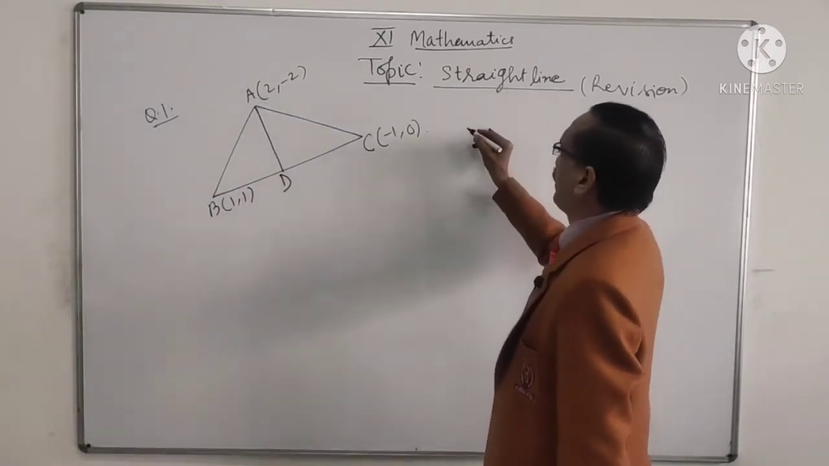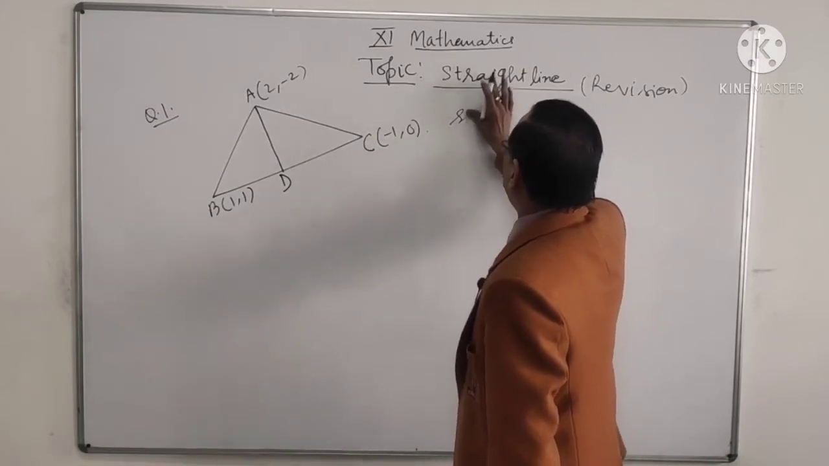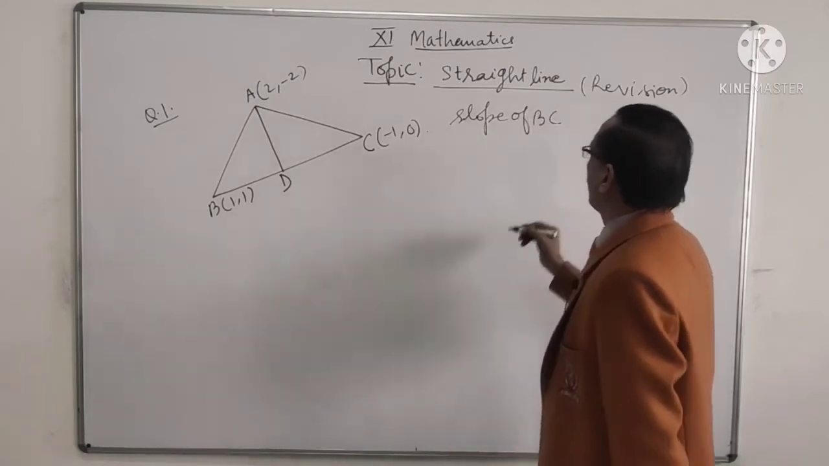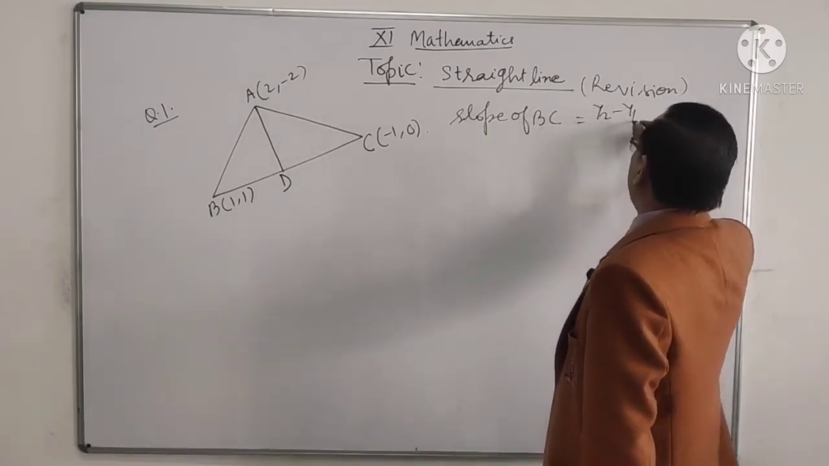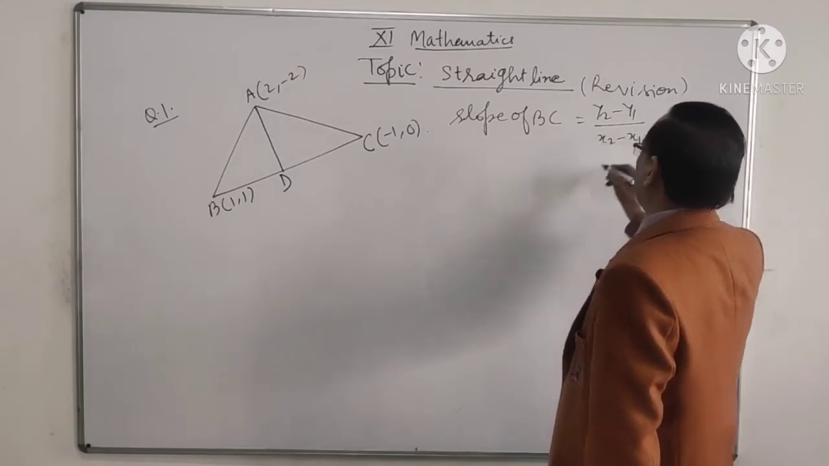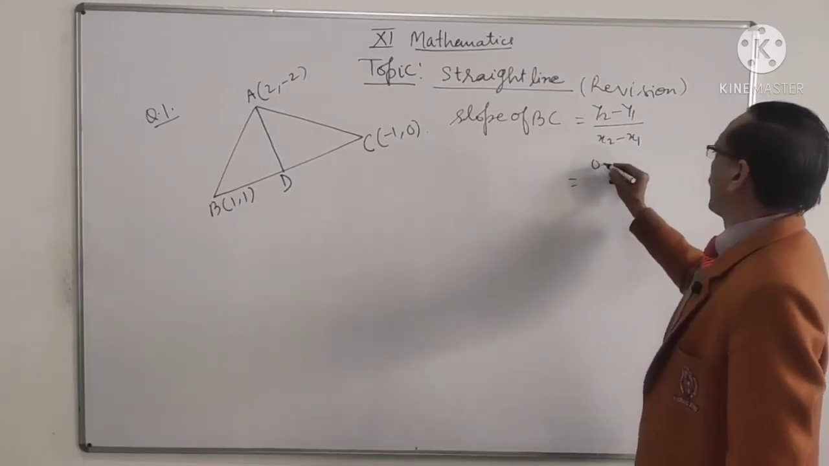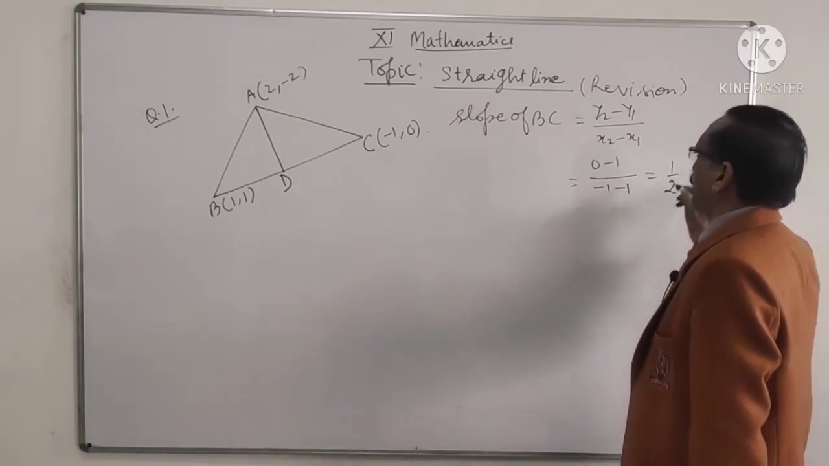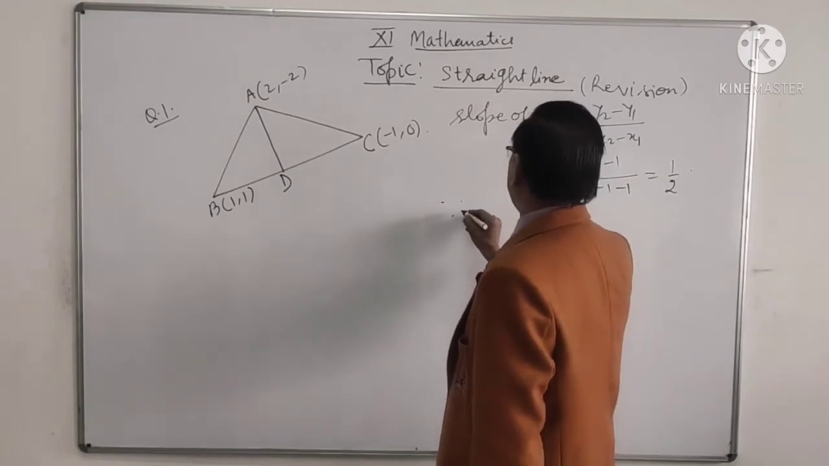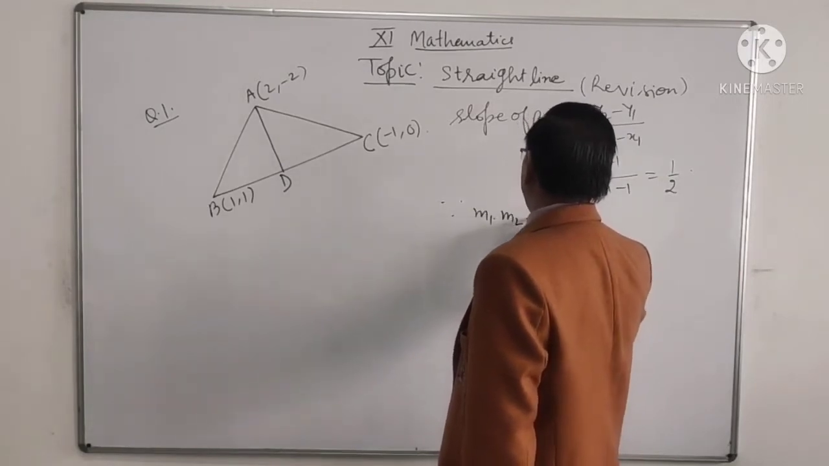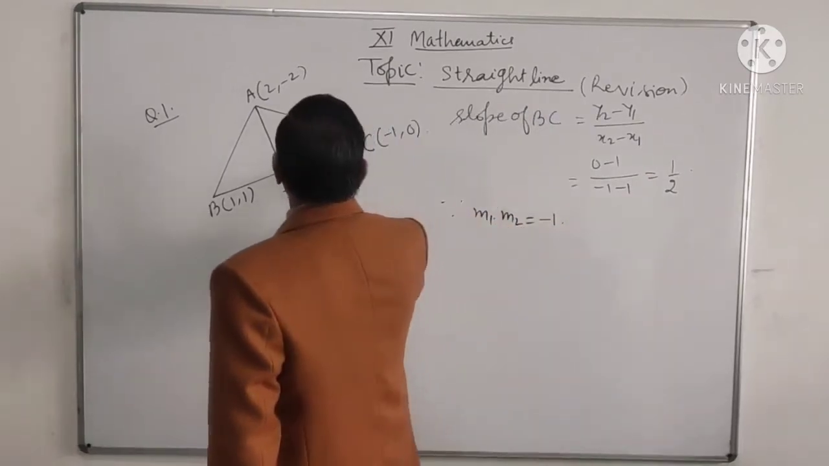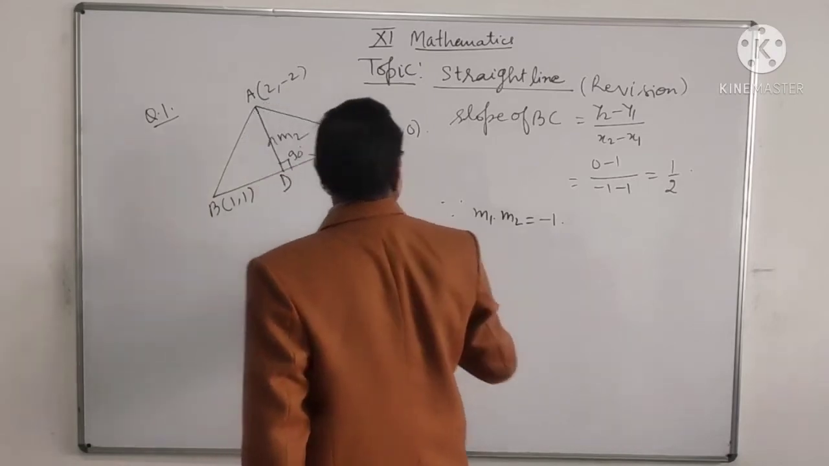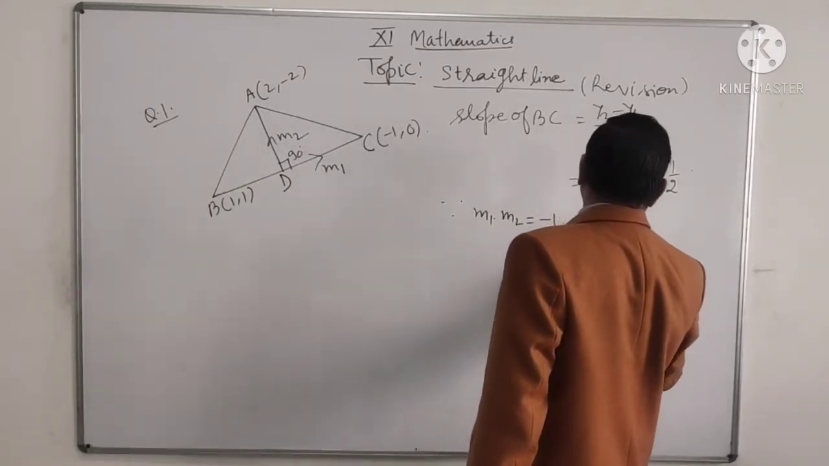So first of all we will find the slope of BC. Slope of BC is y2 minus y1 upon x2 minus x1. Here it is 0 minus 1 upon -1 minus 1, so it is 1/2. Now slope of AD: since m1 into m2 equal to -1, the product of the slopes, they are perpendicular, so m2 equal to -2.